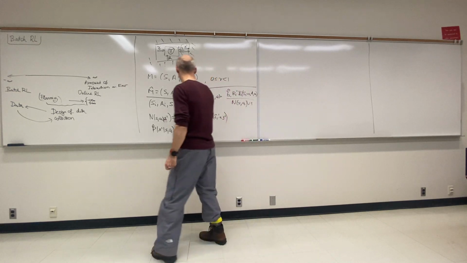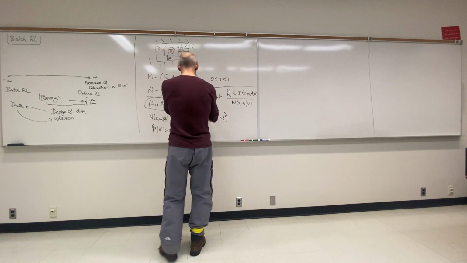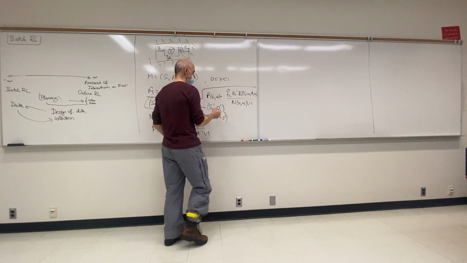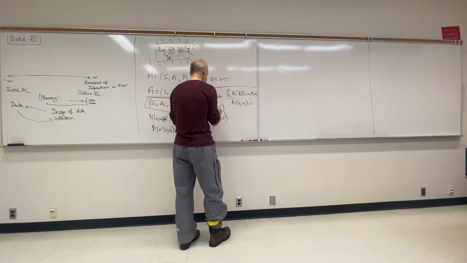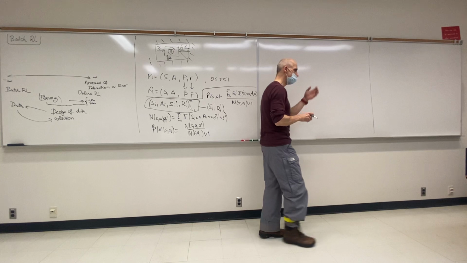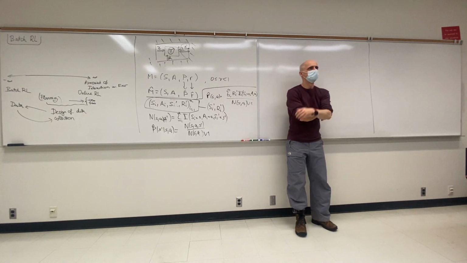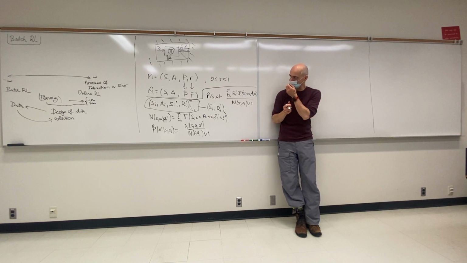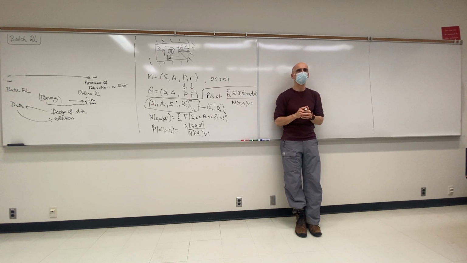What's important is that the S_i' and R_i' should have the correct statistics. Like the probability of S_i' being S', given S_i and A_i being S and A, should be the right one, and so on and so forth. So these are statements about the joint distribution.